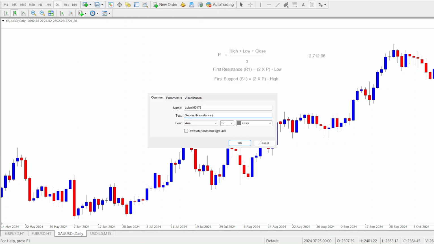As for our second resistance, which is going to be R2, we have it as P plus high minus low.